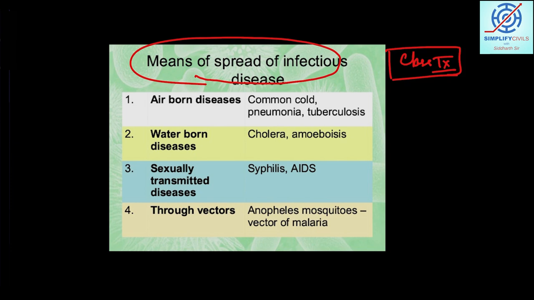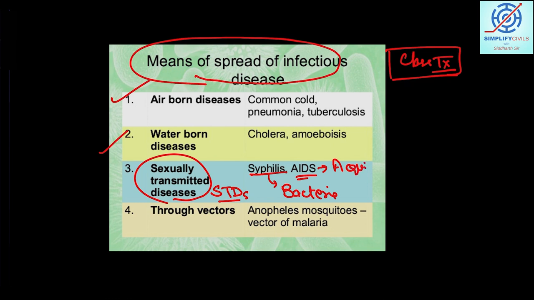Okay, so there are various means of spread of the disease. First, the disease can spread via air as the mode. Water, so the diseases will be waterborne diseases. Some diseases are sexually transmitted diseases. I already mentioned in the last slide, STDs, that is syphilis is caused by bacteria. And AIDS, the full form of AIDS is acquired immunodeficiency syndrome.